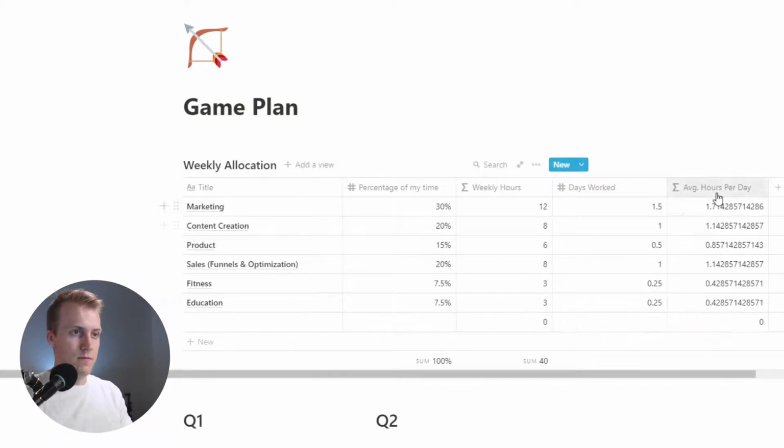Or even over here, like 0.42 hours, so like 30 minutes a day, a little over 30 minutes a day. Let me do some calculation. Now we're getting into time. Times 0.42. So yeah, 25 minutes a day on fitness and education. That's not a bad ask. And then like 1.75 hours a day. You kind of break it down.